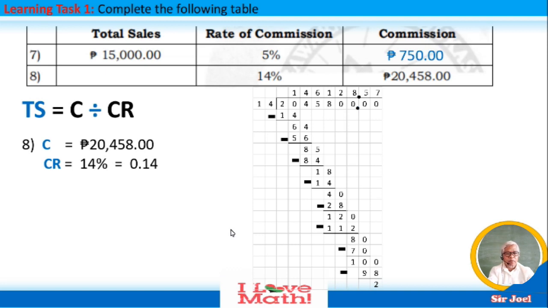At first, we have 20 divided by 14. The answer is 1. 1 times 14 is 14. 20 minus 14 is 6. Bring down 4. 64 divided by 14 is 4, which is 56. 64 minus 56 is 8. Bring down 5. 85 divided by 14 is 6. 6 times 14 is 84. So 85 minus 84 is 1. Bring down 8. 18 divided by 14 is 1. 1 times 14 is 14. 18 minus 14 is 4.